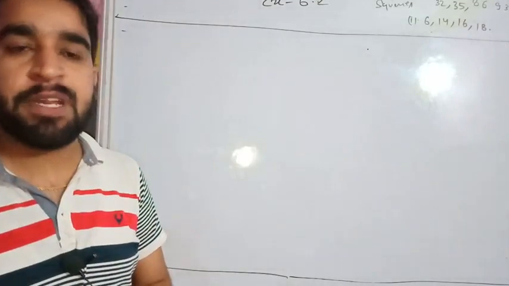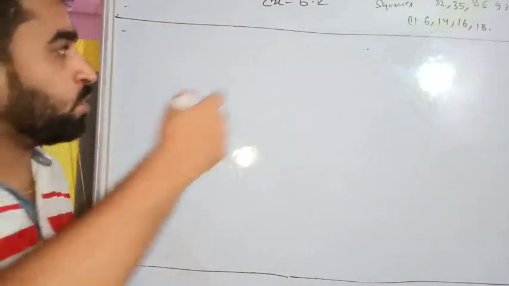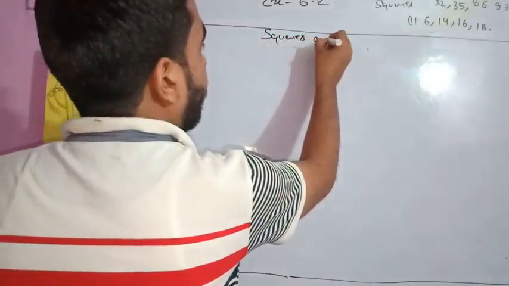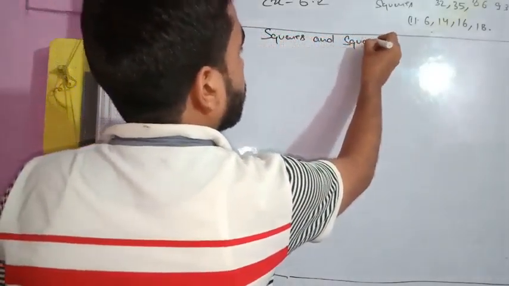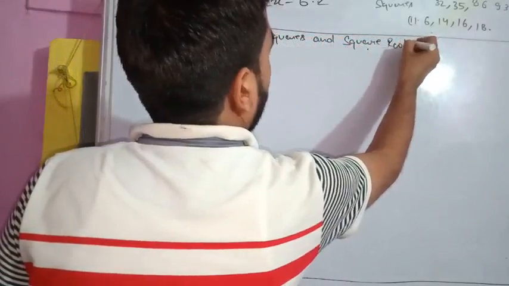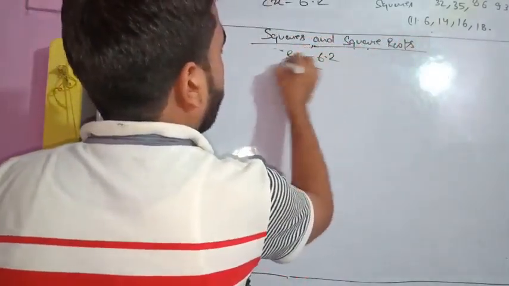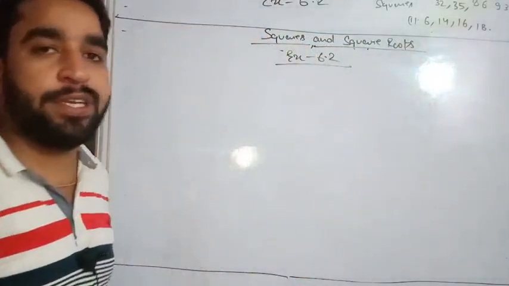So, chapter number 6, Squares and Square Roots, was going on. We have already completed exercise 6.1. So, this lecture is going to cover exercise 6.2.